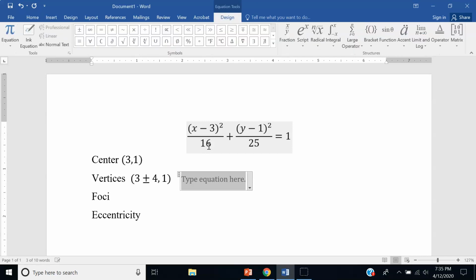And then on the other 2 vertices, we're going to go plus or minus 5 onto the y value. All right, so we're going to end up with 4 total vertices. I'm going to put those in now. Hopefully you understand why we're adding and subtracting 4 onto the x and why we're adding and subtracting 5 onto the y.